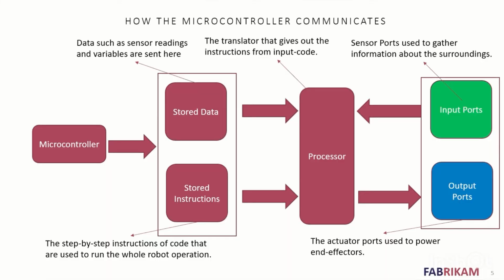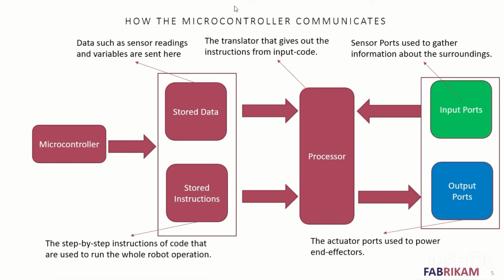So here it is, and basically this is the microcontroller. I'll be highlighting which parts it actually shows. So the microcontroller almost just basically owns all of this. This is the whole microcontroller. So here we have stored data and stored instructions, and basically they're step-by-step instructions of code that are used to run the whole robot in operation. So this is like the code for Java, maybe C, whatever code language is used for the robot is the stored instructions. Then we have the stored data, such as sensor readings and variables, which are sent here, and I'll show you how that goes.